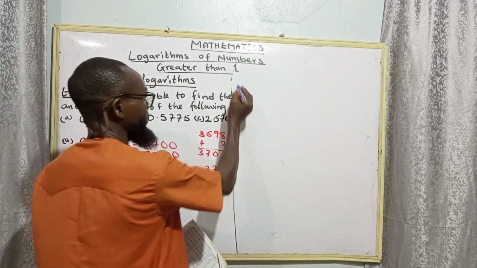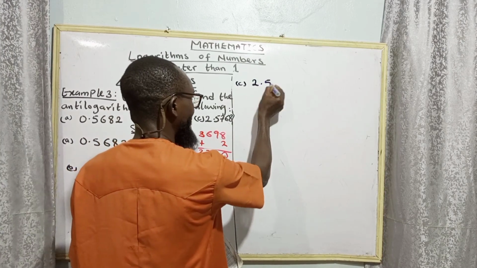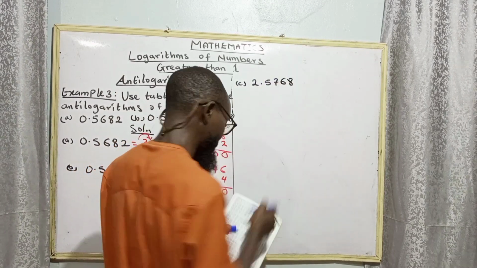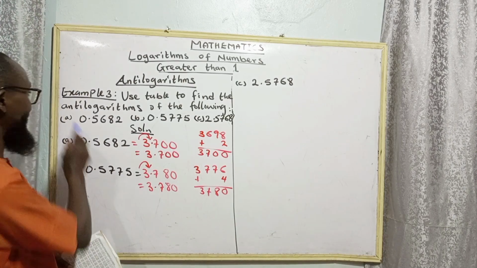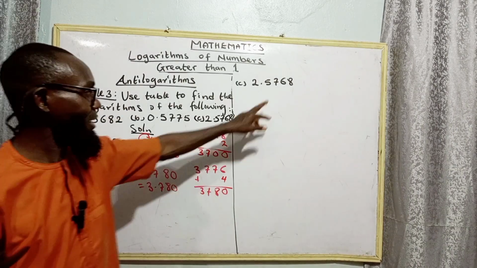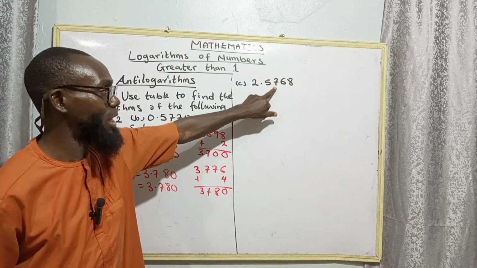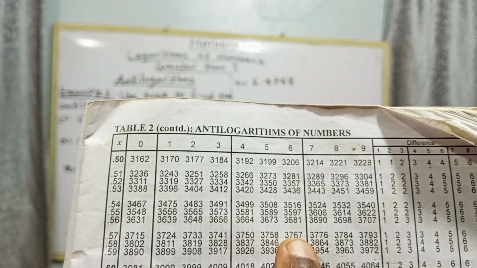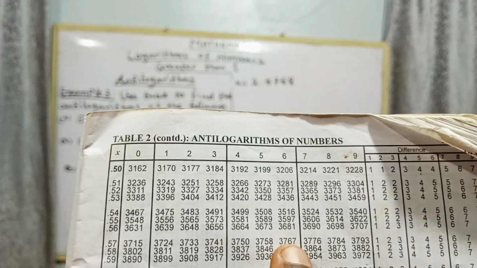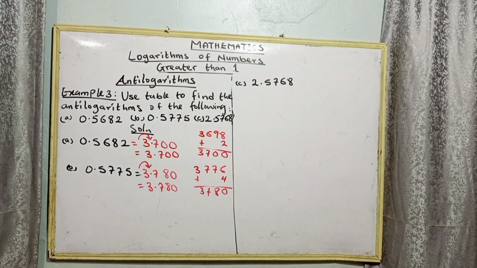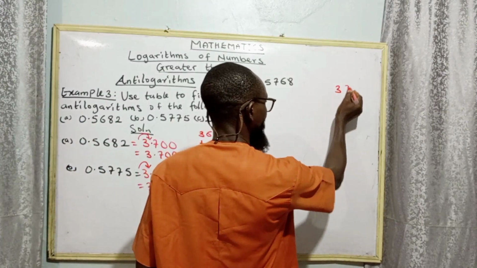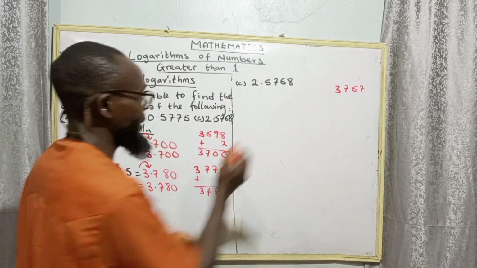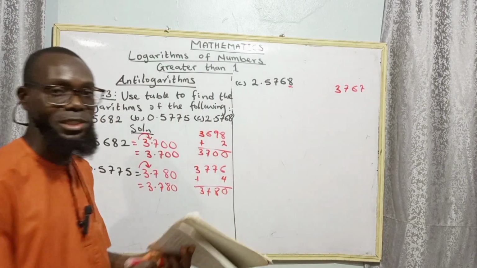Now I want to check 2.5768. Don't forget, we are checking for anti-logarithms. Now we check 0.57 under 6. So this is 0.57 here. 0.57 under 6. We have 3767.